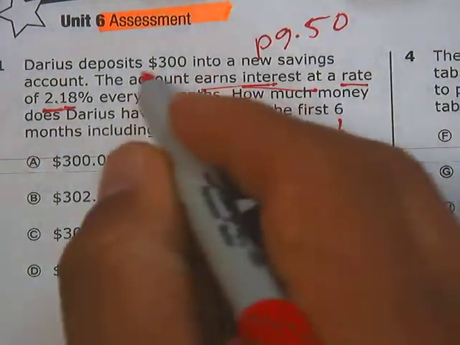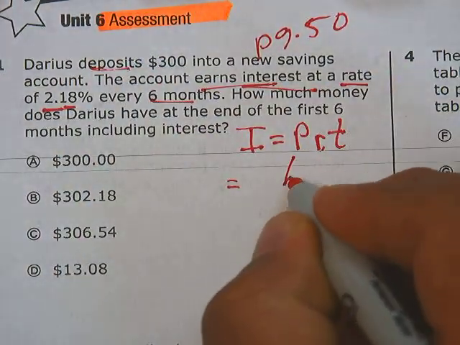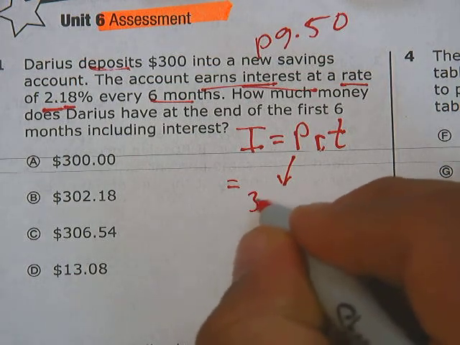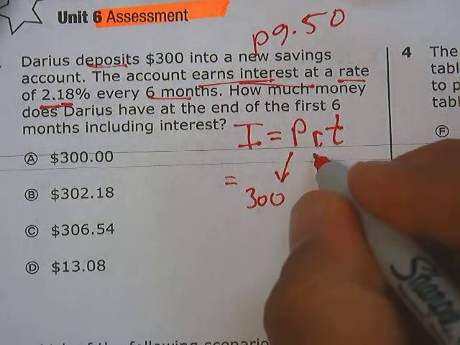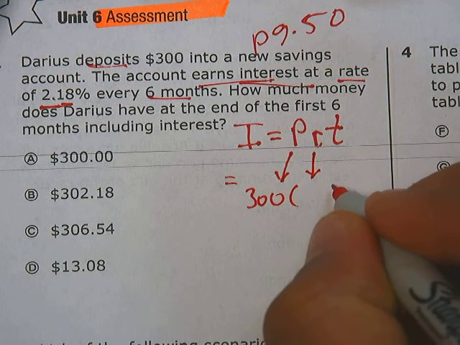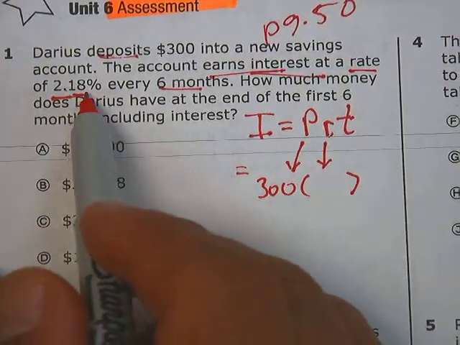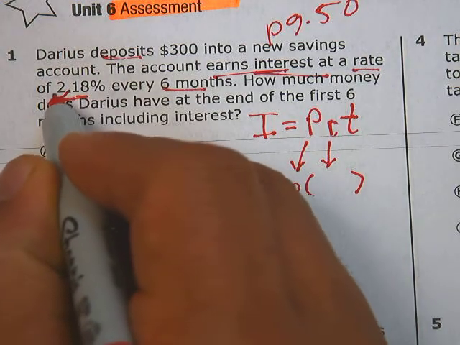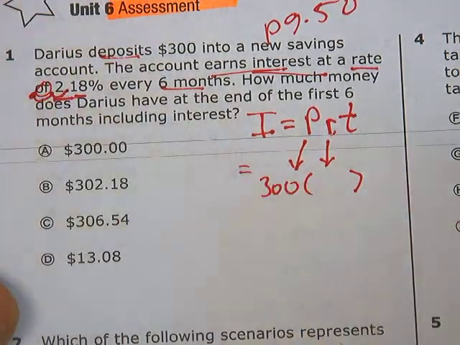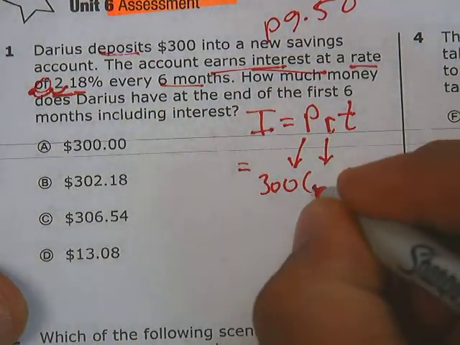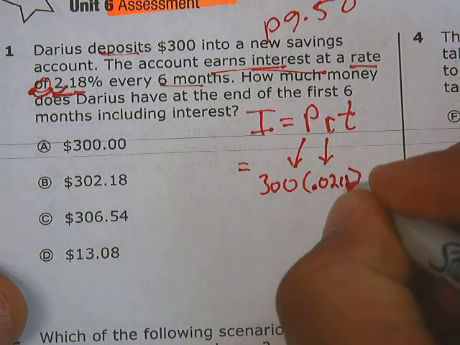Now, deposit is a keyword that goes with principal, so you're going to deposit $300. You're going to multiply that times the rate, but the rate you have to convert. They give it to you as a percent, you have to make it a decimal. So here, I just move it 2 times to the left, and now I have a decimal, which is 0.0218.